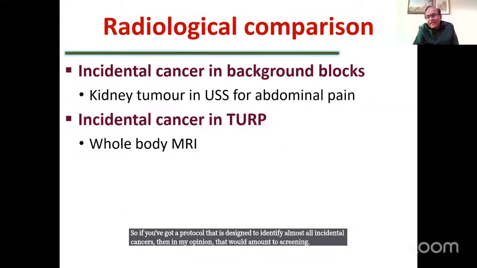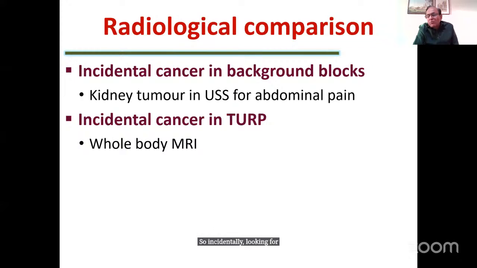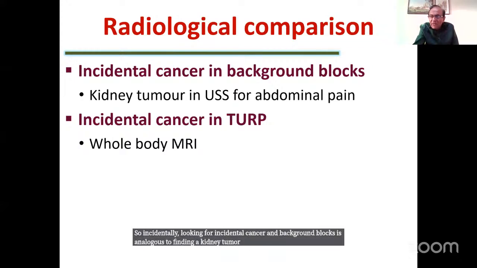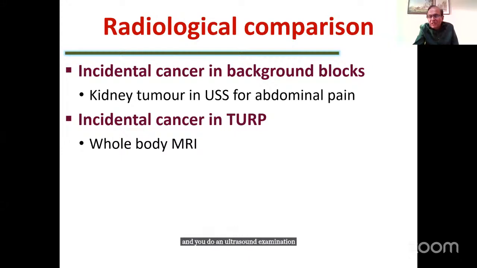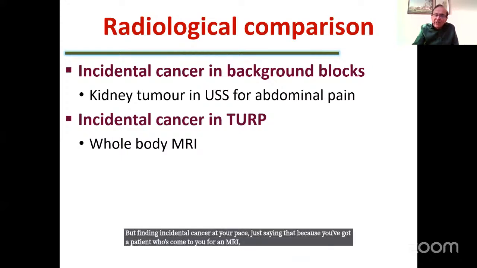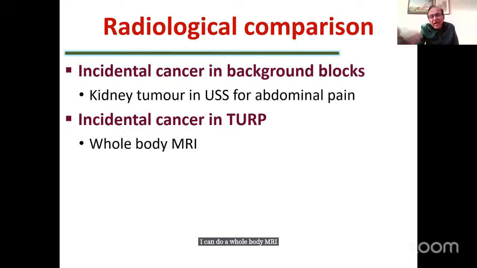So looking for incidental cancer in background blocks is analogous to finding a kidney tumor when a patient comes with abdominal pain and you do an ultrasound examination and you find a kidney tumor. That's an incidental kidney tumor, and that is okay. But finding incidental cancer in a TURP is like saying that because a patient has come to you for an MRI, I can do a whole body MRI. No, you can't. So I think we have to reconsider whether what we are doing is appropriate.